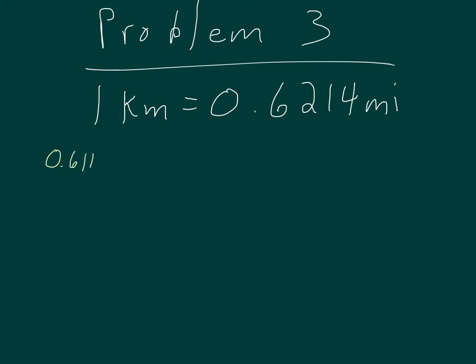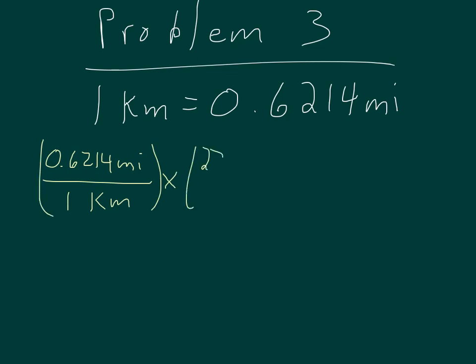0.6214 miles per 1 kilometer. All right, they should not have put that kilometer part first. Then they should have done times 27,878,400 square feet per 1 square mile.